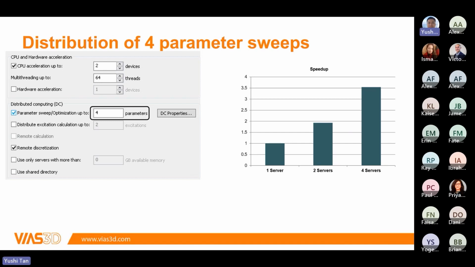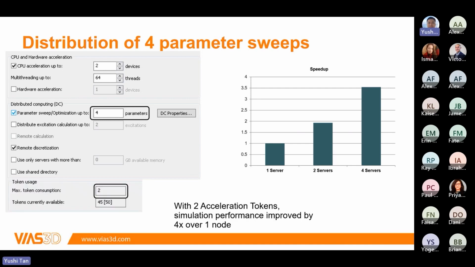Now, if you have a number of servers, let's say a 2 server or 4 server system, the speedup is not directly linear, but it will be close to that. As you can see, 2 servers gives you a performance of almost 2. 4 servers give you a performance of 3.5, 3.6 or so, not exactly 4, but very close. And of course, in this case, to distribute 4 parameters using the 2 CPU socket motherboard, we need 2 acceleration tokens.